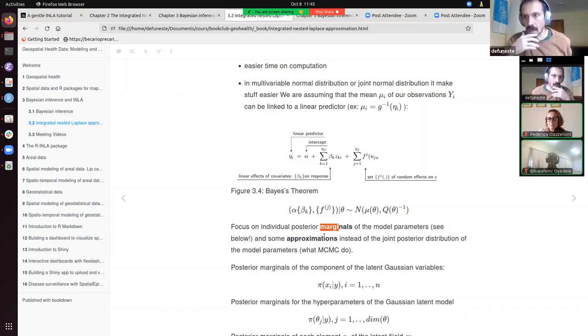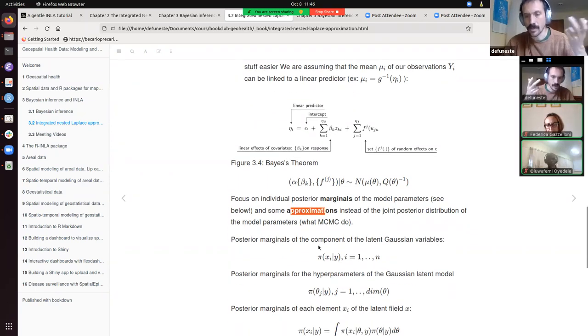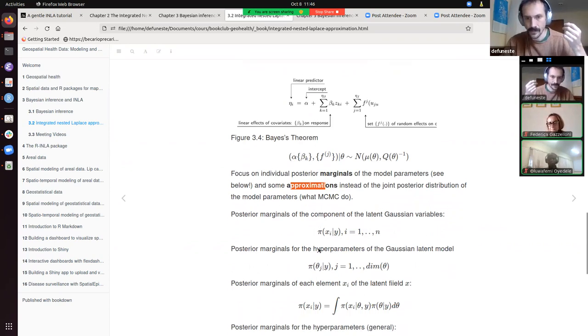This is one of the big distinctions between MCMC and INLA. Instead of having the whole joint posterior distribution for every parameter, we'll just get a summary of it, which is usually called a marginal because it's on the margin. This is how I understand it. And also, we are doing some approximation. So these are the two distinctions. But this allows us to be, like the author said, accurate and fast.